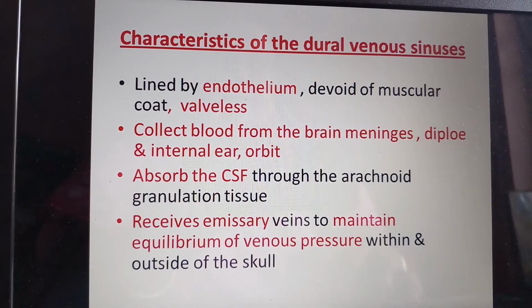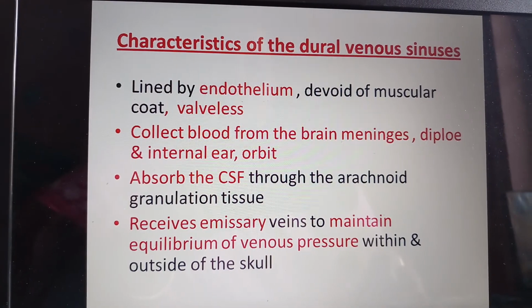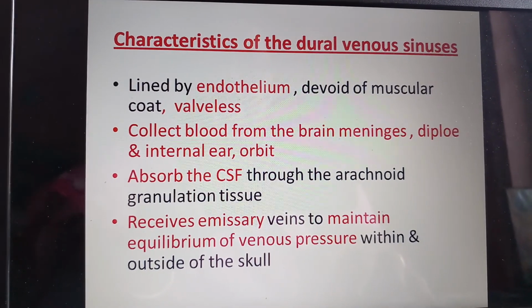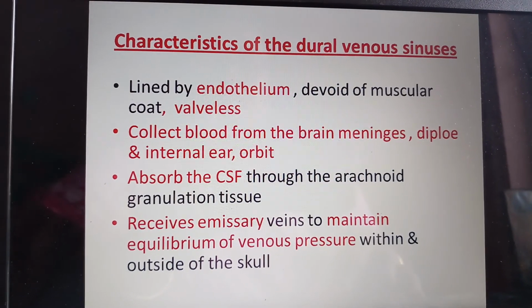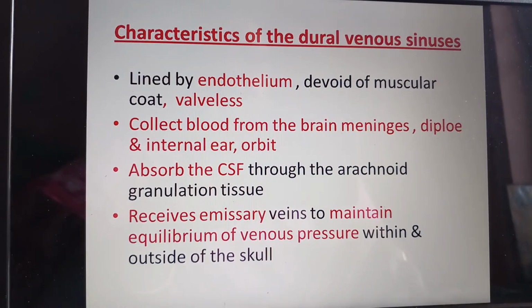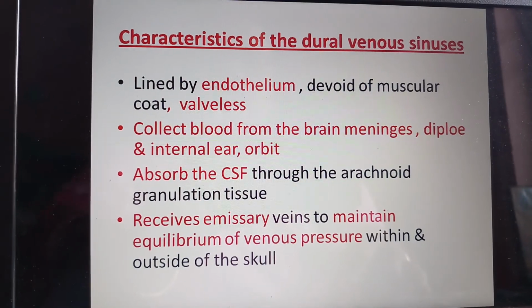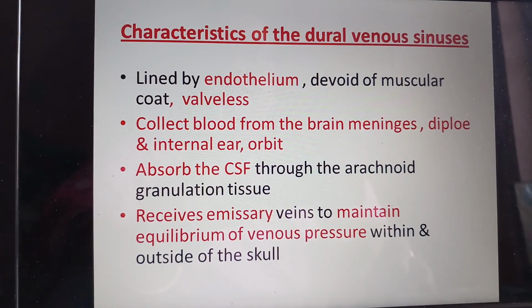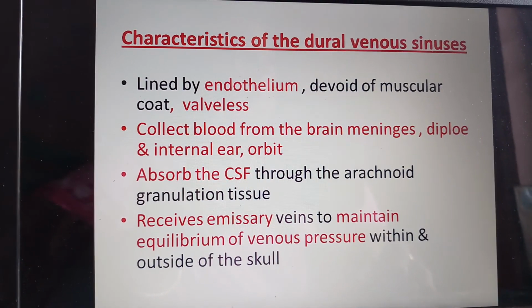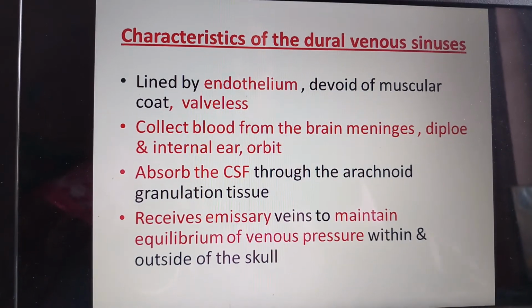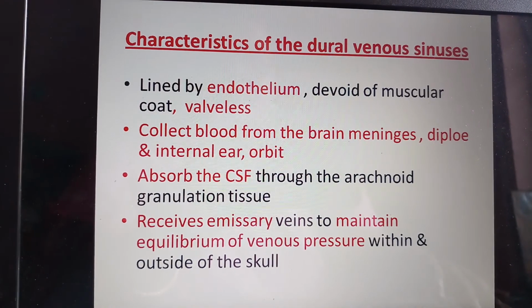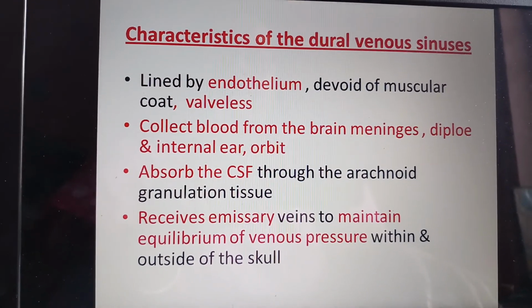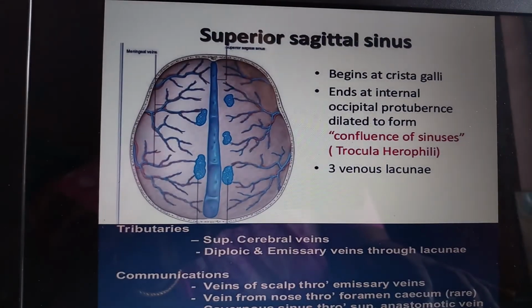Now, as I have already mentioned, the characteristics of dural venous sinuses: they are lined by endothelium. No muscle coat is there. They are valveless. They collect blood from the brain, meninges, the diploe, the internal ear, and the orbit. Dural venous sinuses also help to absorb CSF through the arachnoid granulation tissue, and in turn also receive emissary veins to maintain equilibrium of the venous pressure within and outside the skull.